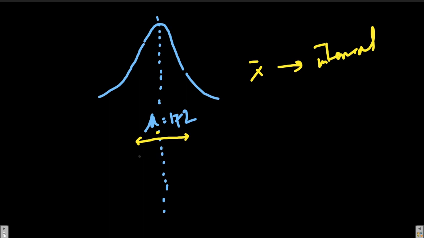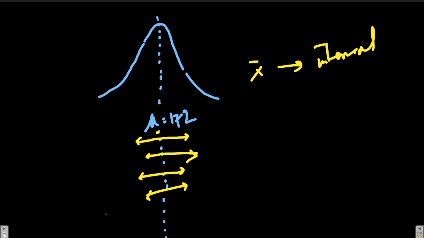Second time also you get some X bar, and you create some interval. Let's say it's like this. The interval might change its location depending on your X bar, but at the end of the day that interval is containing the value mu. 172 is within this interval. Similarly for the third draw, fourth draw, and when it's 90%, out of these 20 draws, 18 times I'm getting mu within the interval.